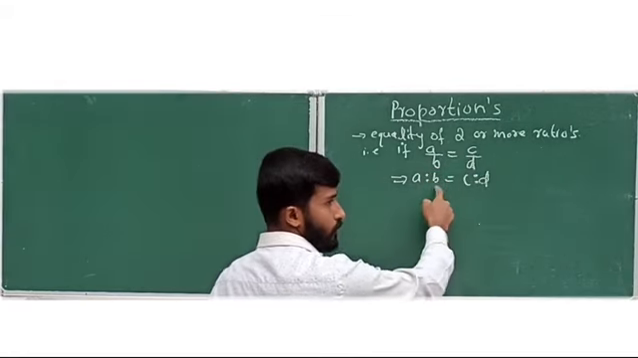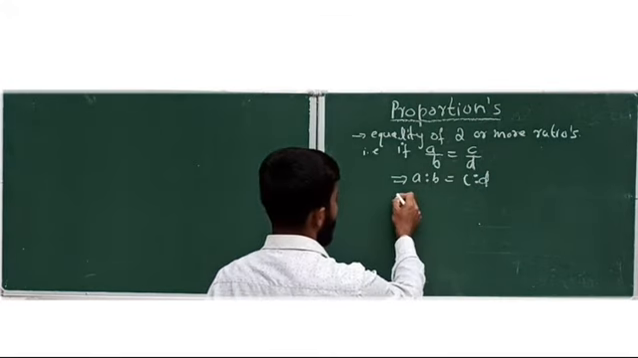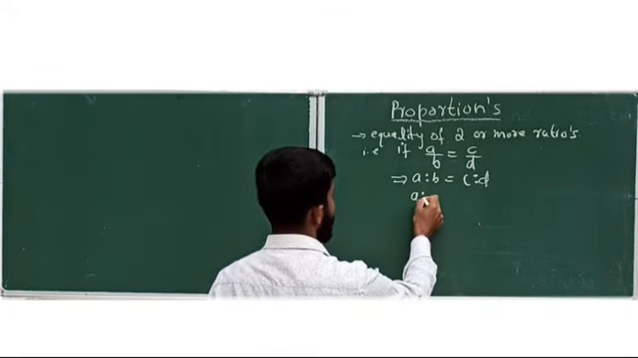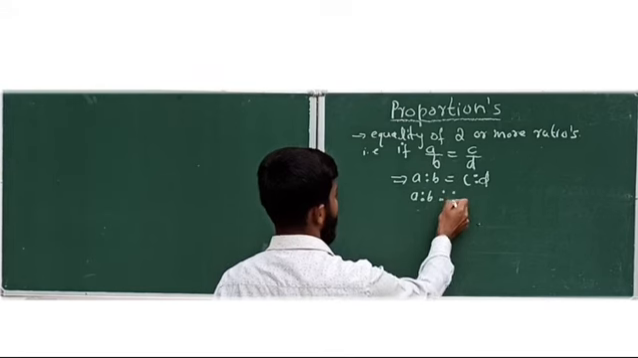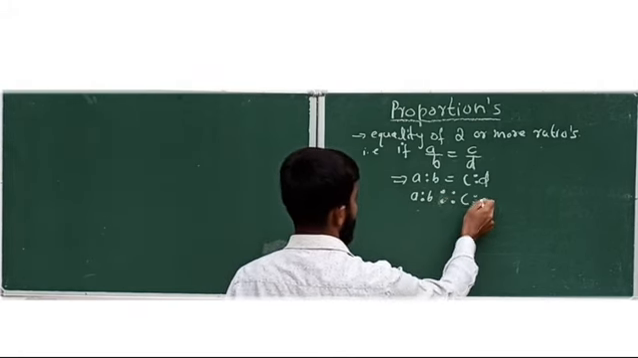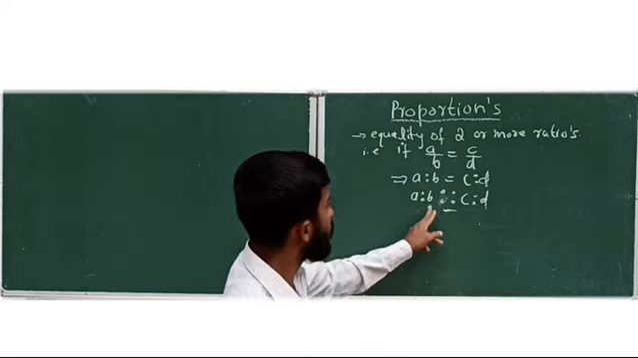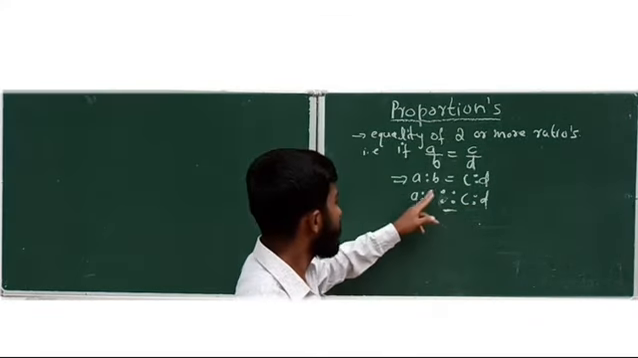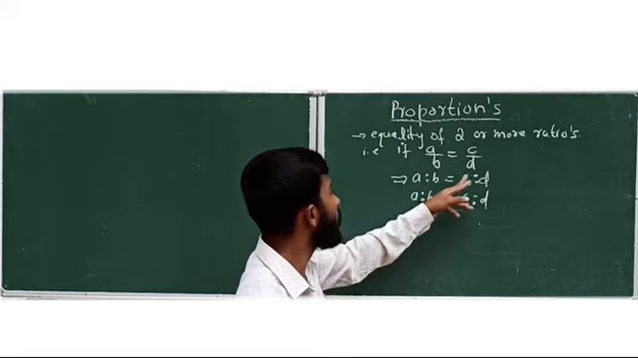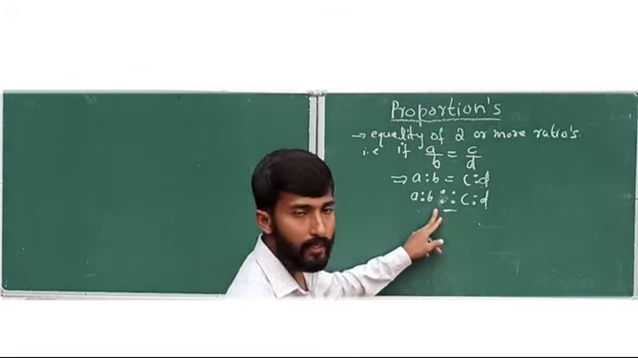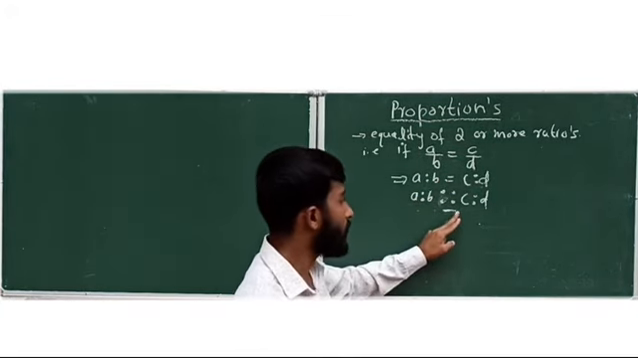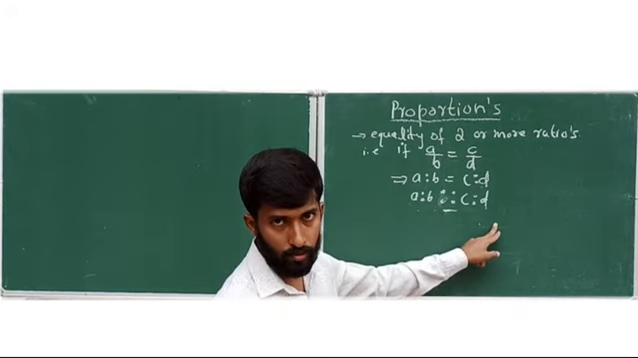See here, if two ratios are equal, then we can say that A ratio B is proportional to C ratio D. Whenever two ratios are equal, then we can write A ratio B equal to C ratio D, and we can read it as A ratio B is proportional to C ratio D.